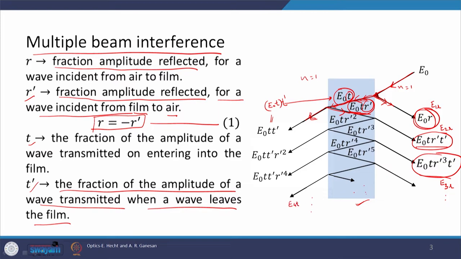There will be infinitely many such reflections, because at each interface the beam will suffer partial reflection and partial transmission, and it will keep on going.